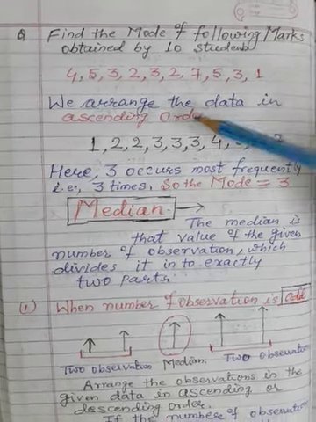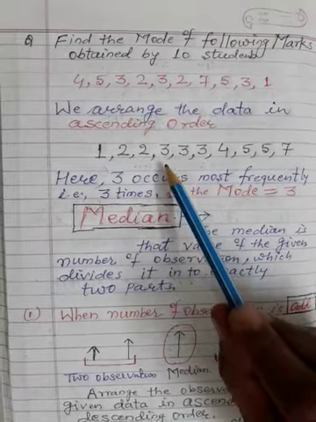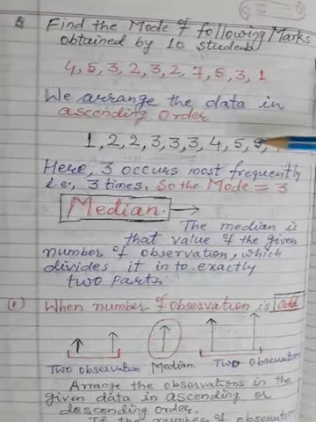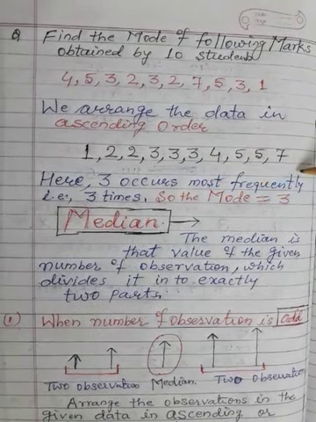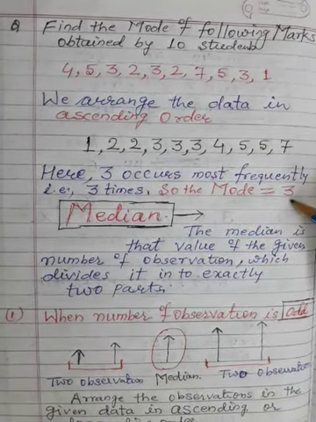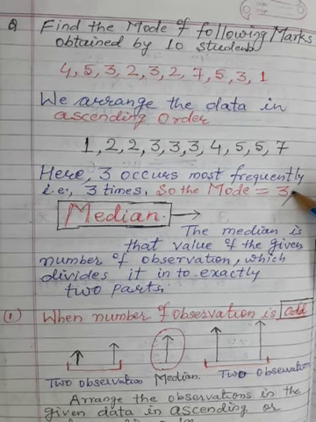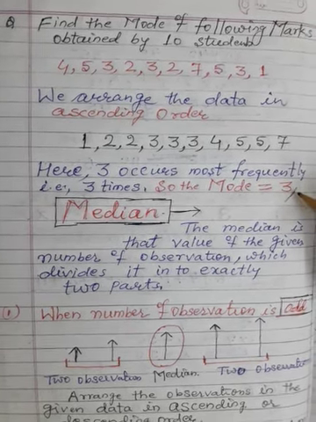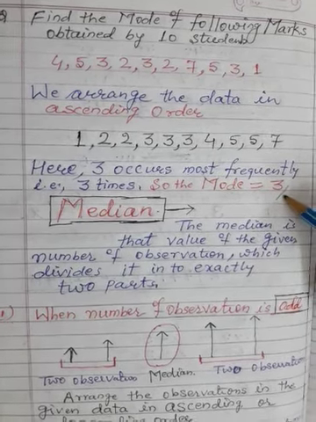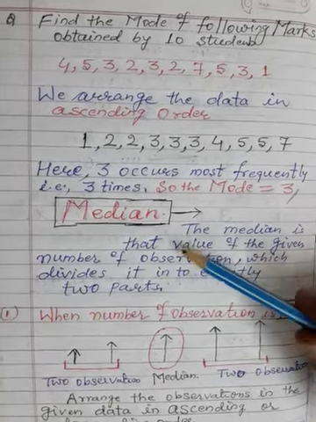Now here the number 3 occurs 3 times. Here 3 occurs most frequently, that is 3 times. So the mode is equal to 3, meaning a number which is occurring the most is called the mode. Now next come to the median.